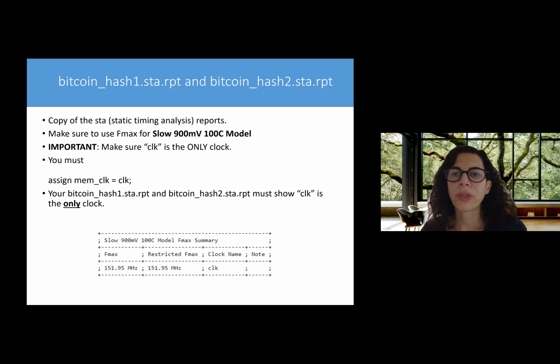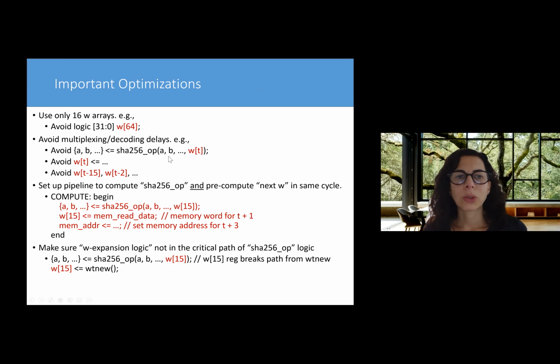So we need both the area report, which we just mentioned, but also the timing report. And in order to have a good timing report, you need to make sure that you use the correct Fmax, and you have one clock, which is the only clock. If you have multiple clock domains, it could create trouble. Make sure that your memory is clocked with the same clock, and your functions, which is for static timing analysis, must show CLK as the only clock for the system. So here again, you do the selection and you have only one clock assigned, and that should be done.